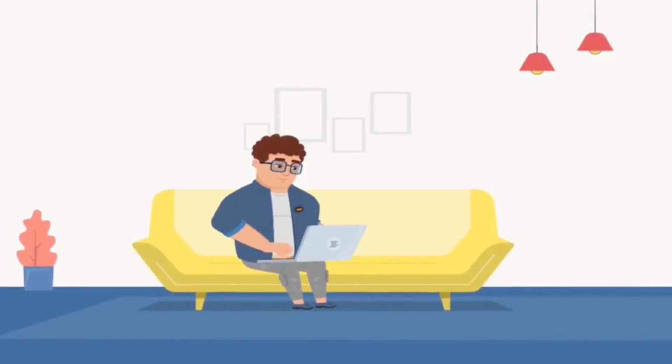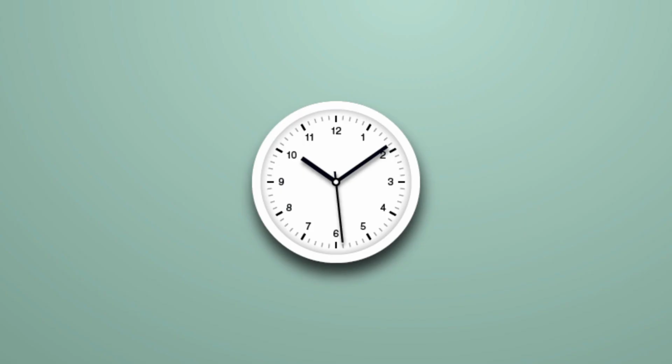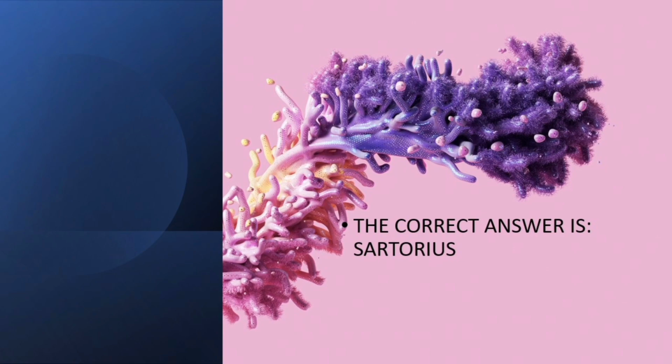Now let's have a quiz. 1. A 75-year-old man is undergoing a block dissection of the inguinal lymph nodes for metastatic melanoma. Which structure forms the lateral border of the femoral triangle? Inguinal ligament. Sartorius. Adductor magnus. Rectus femoris. The correct answer is sartorius.